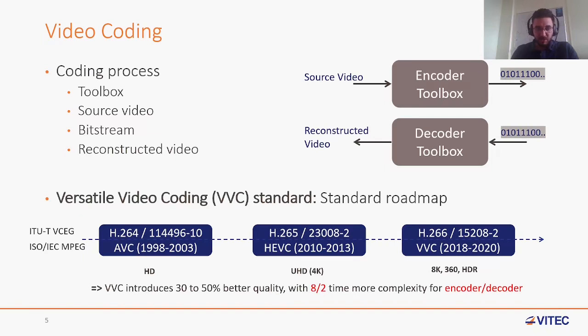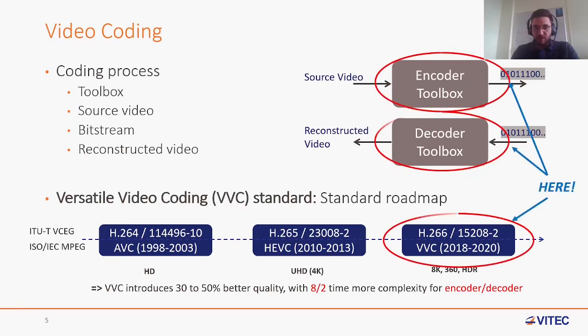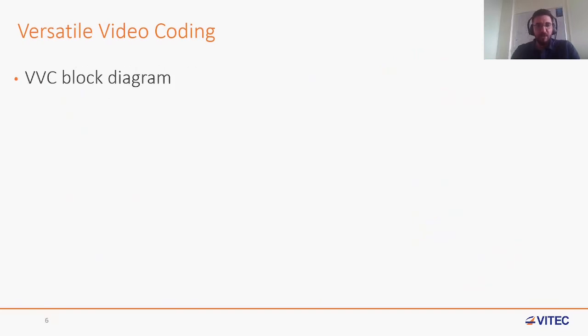It introduces 30 to 50% better quality, however, at the expense of larger complexity. VVC is estimated to be 8 times more complex compared to HEVC for the encoder context, and 2 times more complex compared to HEVC for the decoder context. The purpose of this PhD is to propose some hardware implementations for the VVC standard, for the encoder and decoder context. Now let's take a deeper look at the VVC block diagram.